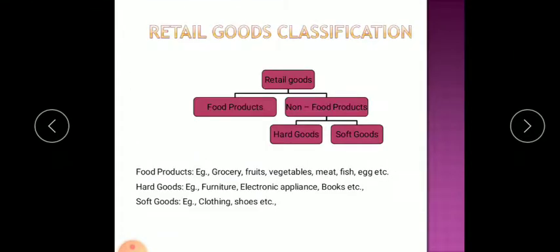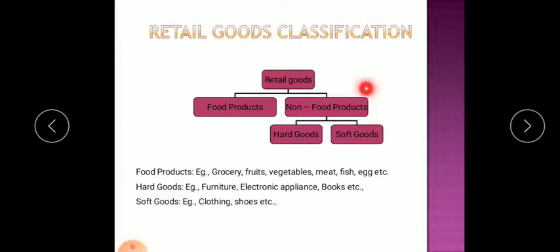Retail goods classification. Any goods that are sold in retail outlets can be classified into two groups: first, food products, and the second, non-food products. This classification is quite easy to understand. Food products contain any edible items, for example grocery, fruits, vegetables, meat, fish, eggs, etc. On the other hand, we have non-food products, which are non-edible. For example, it can be furniture, computers, electronics, books, etc.